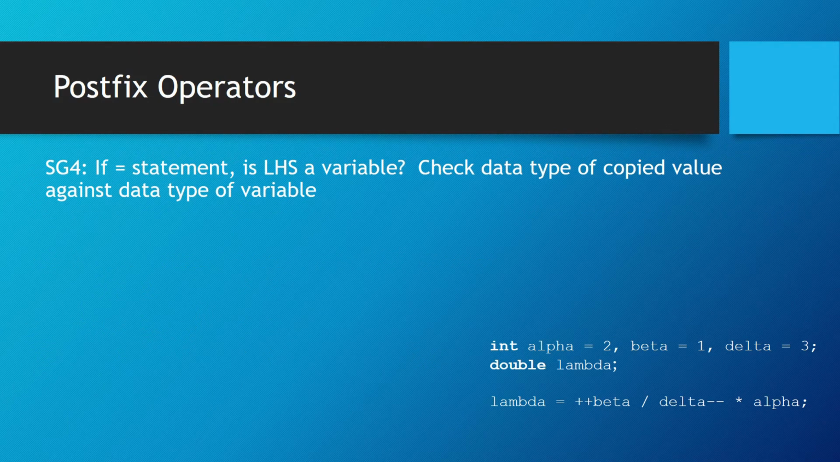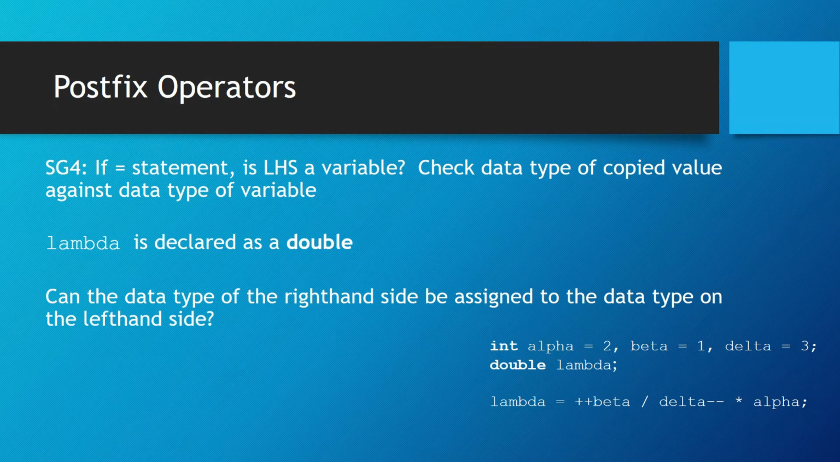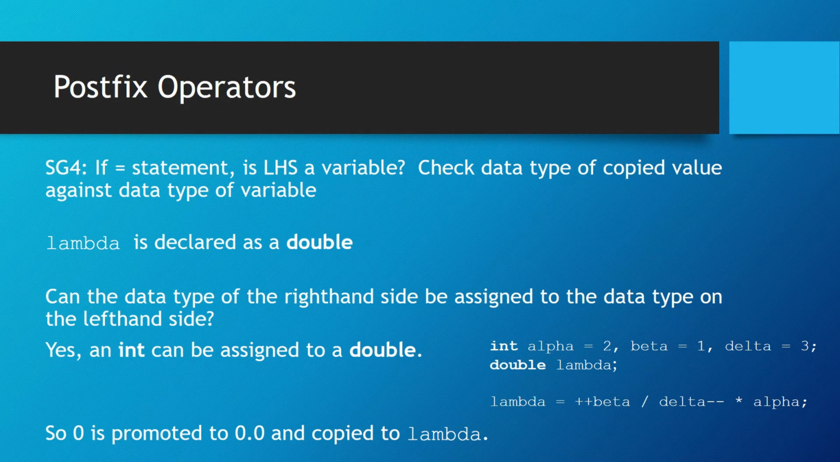For subgoal 4, is the left-hand side of the assignment statement a variable? Check the data type of the copied value against the data type of the variable. Yes, lambda is a variable and is declared a double. And yes, an integer can be assigned to a double. So 0 is promoted to 0.0 and copied into lambda.